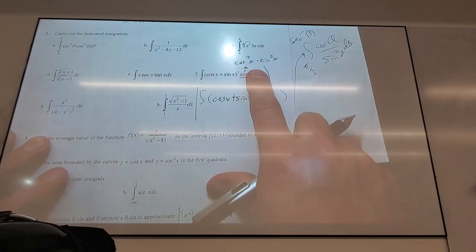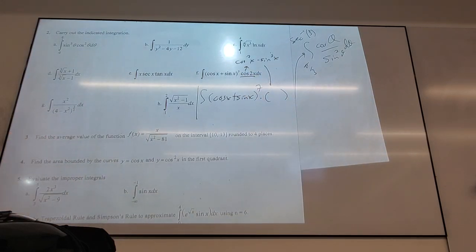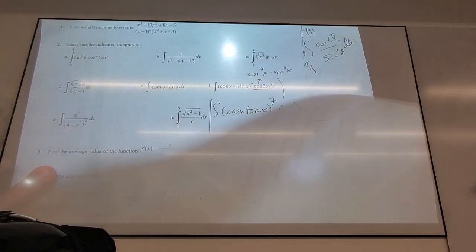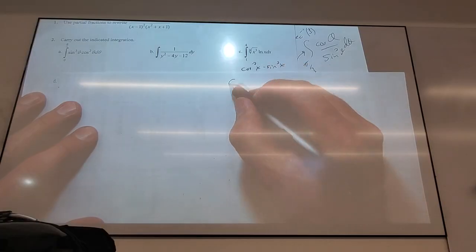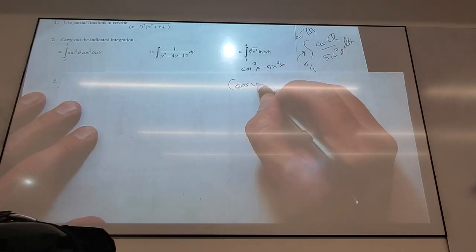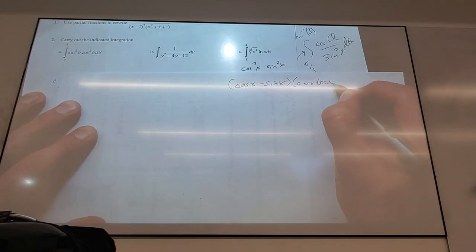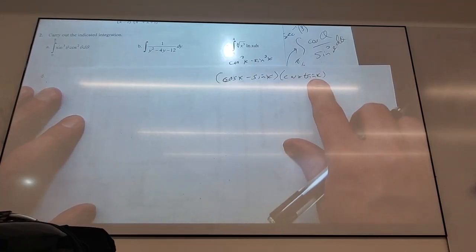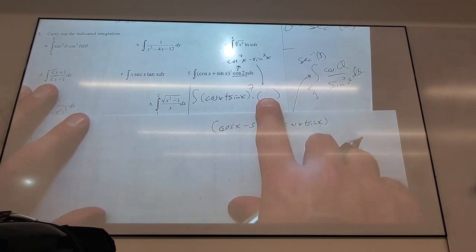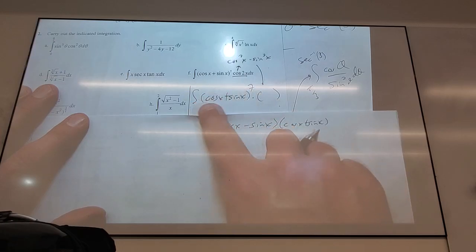Can you factor cosine squared x minus sine squared x? Isn't that a difference of squares? Yeah? So then that would become cosine x minus sine x, cosine x plus sine x, yes? So if I put this here, don't I get 8 of these?